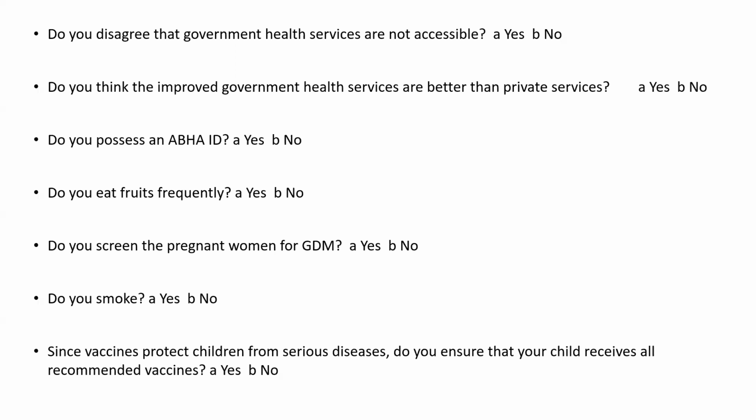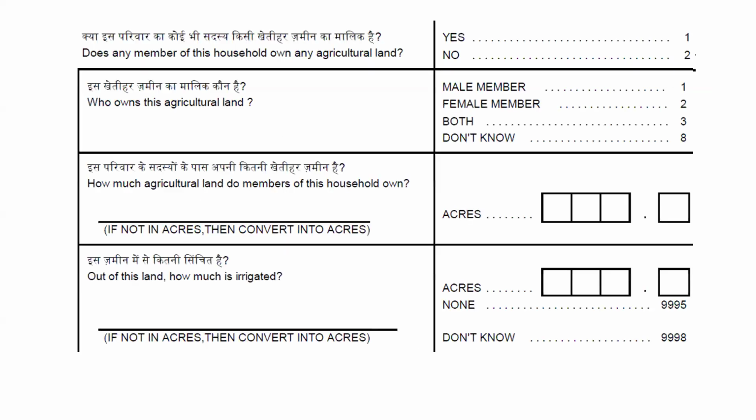Since vaccines protect children from serious diseases, do you ensure your child receives vaccines? Again, this is a very leading and biased question, and also threatening, because you are saying vaccines protect. So the parent will think twice before saying no to this question. So be careful when you are framing your questions and also thinking of the responses to your closed-ended questions.